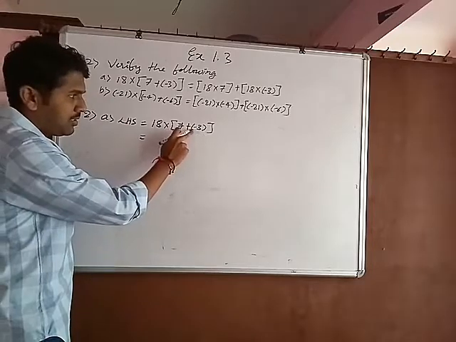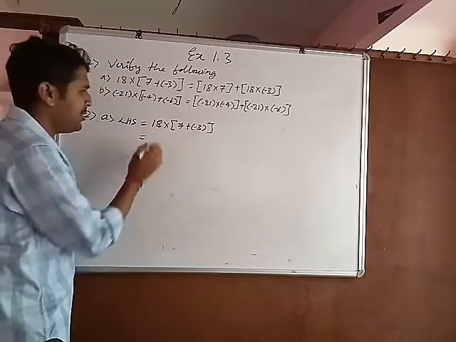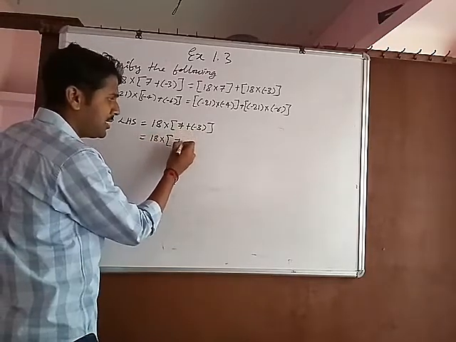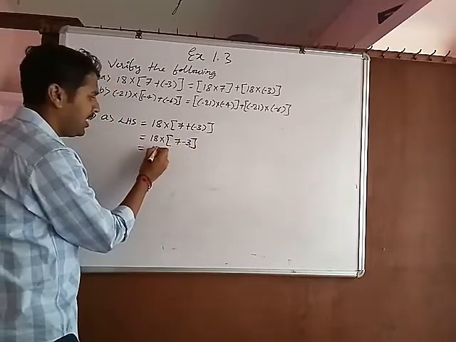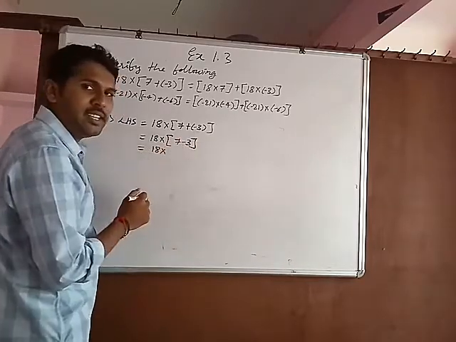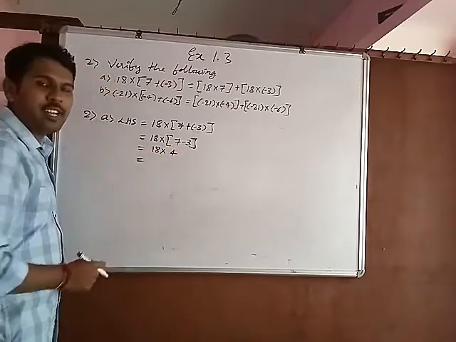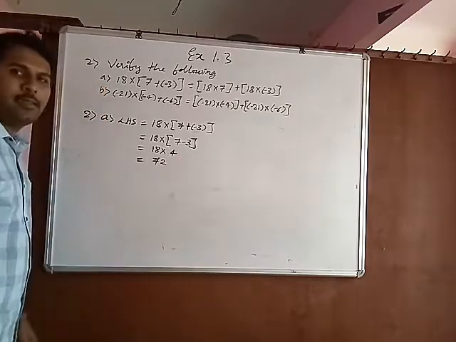In that bracket, remove this bracket. So multiply plus into minus, that is minus. So 18 into 7 minus 3. So what is the answer? 7 minus 3 is 4. So 18 times 4 is 72. So the LHS value is 72.